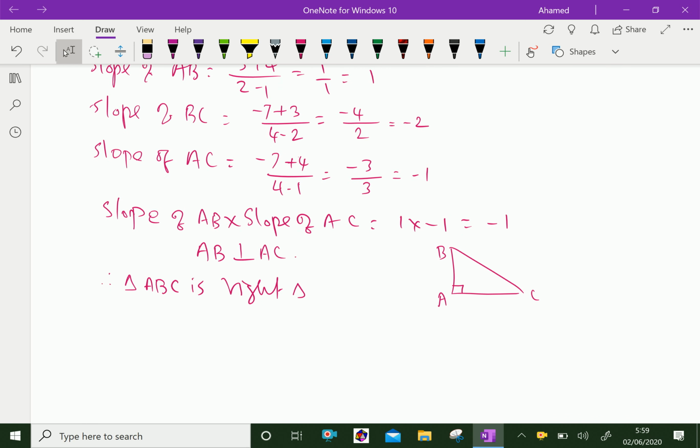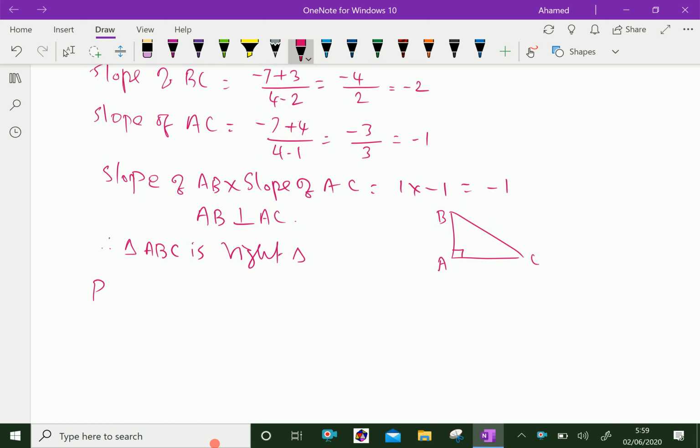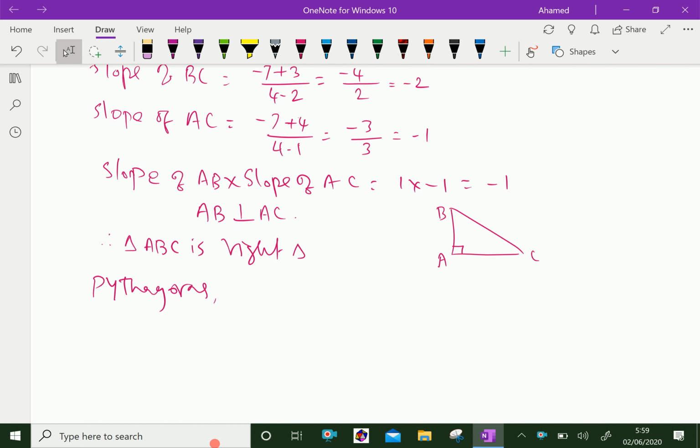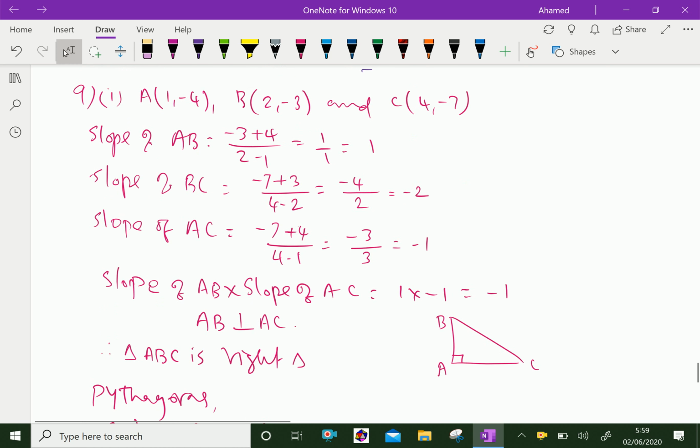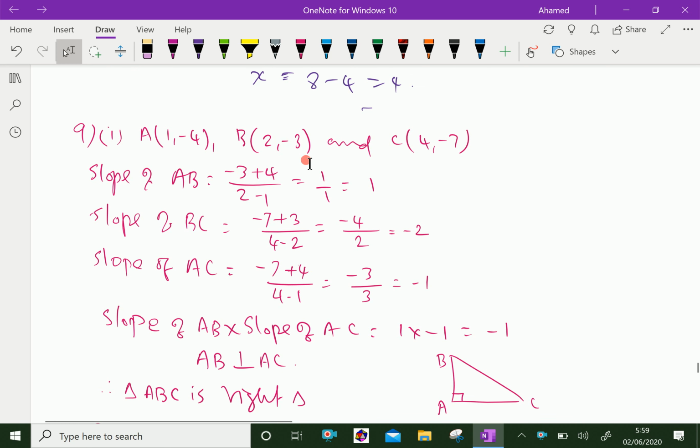Now by Pythagoras theorem, we can say AB square plus AC square equal BC square regarding this figure. Now let us find AB. The distance of the line AB is square root of (y2 minus y1) whole square plus (x2 minus x1) whole square.